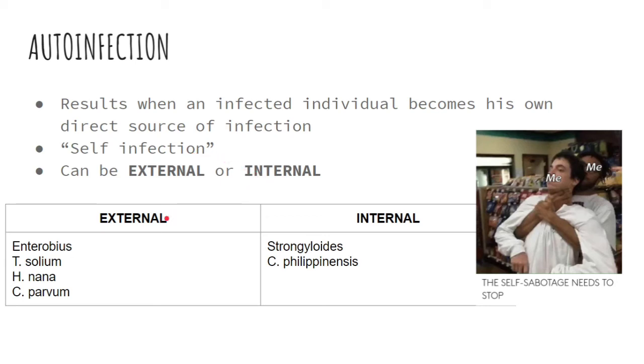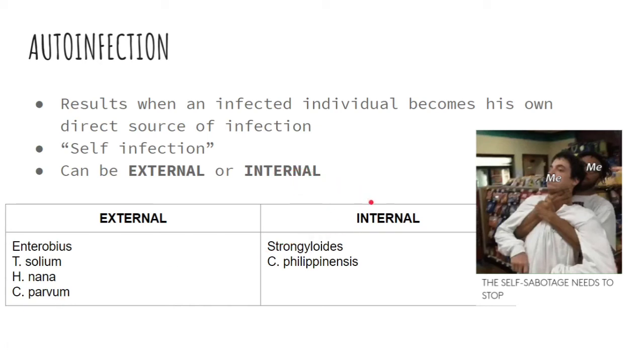A good example of the parasite harboring a possible external auto-infection is your Enterobius vermicularis, Taenia solium, H. nana and C. parvum. Please do take note of this. These parasites can be a potential source of external auto-infection. Again, that is ETHC: E for Enterobius vermicularis, T for Taenia solium, H for Hymenolepis nana, and C for Cryptosporidium parvum.